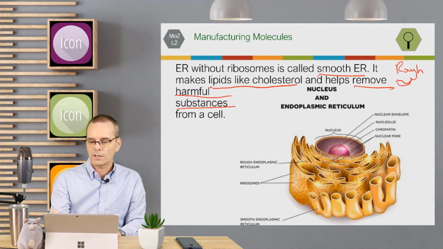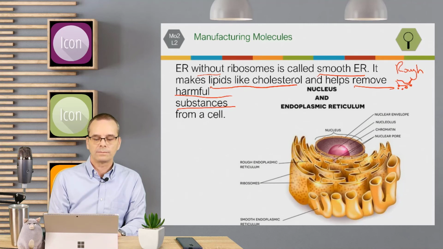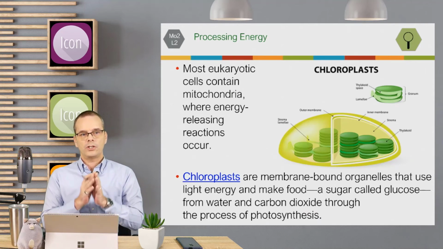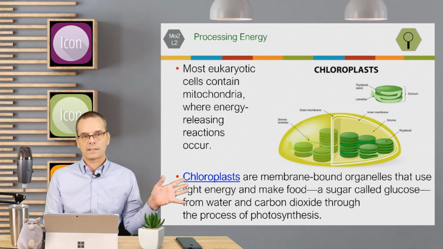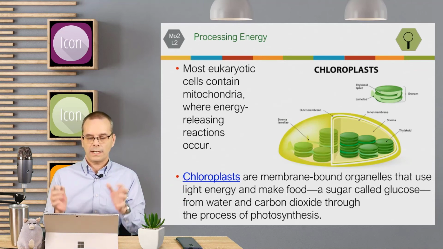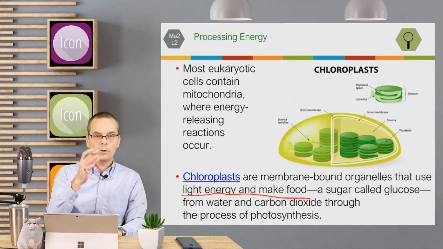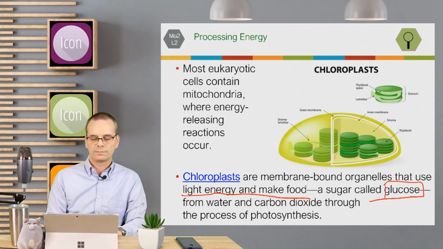So you have the rough endoplasmic reticulum, which has ribosomes attached. So I'm going to draw this. It'll have these little dots attached to it. And then if it does not have ribosomes, then it's called smooth ER. Now, most eukaryotic cells contain mitochondria, and that's where the energy is released. All right? For plants, it's chloroplasts. And the chloroplast is what, again, uses that light energy and makes food. Now, the food for a plant is a sugar called glucose.